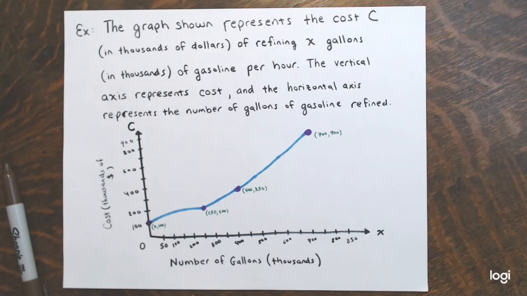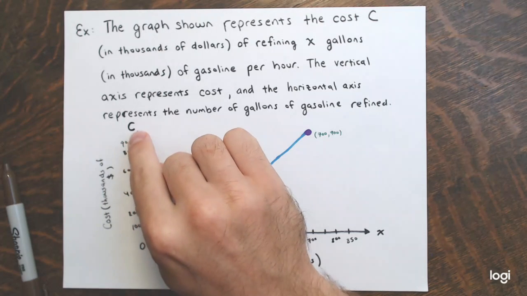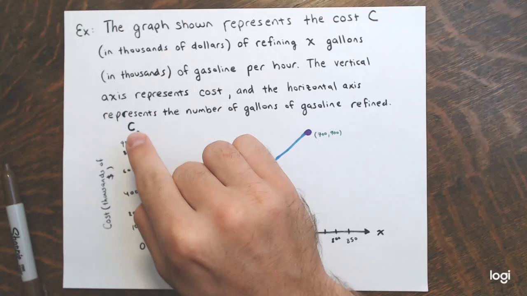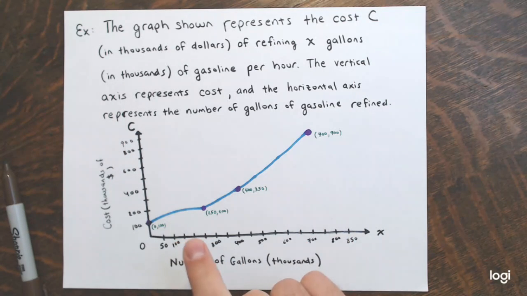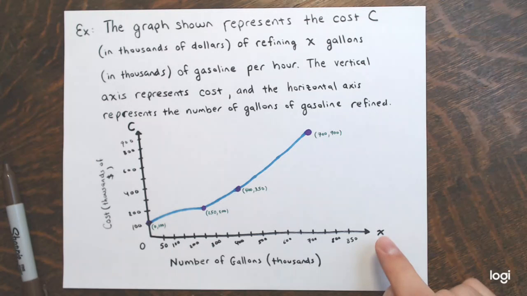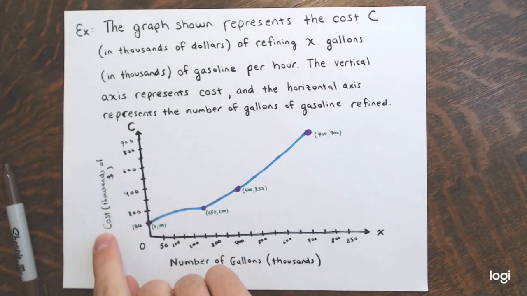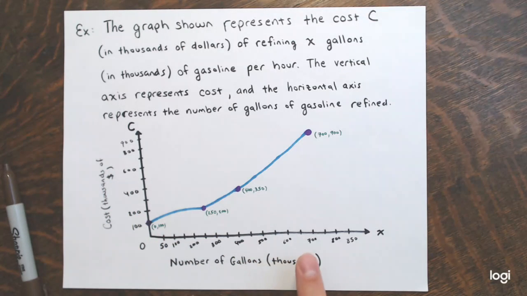Also, a good graph should be properly labeled, right? The vertical axis is labeled with the variable these numbers represent. The horizontal axis is labeled with the variable that those numbers represent. And on the vertical axis, you even see what that variable represents, the cost in thousands of dollars. And the horizontal axis, same thing. What the X represents is the number of gallons of gasoline refined, in thousands of gallons.